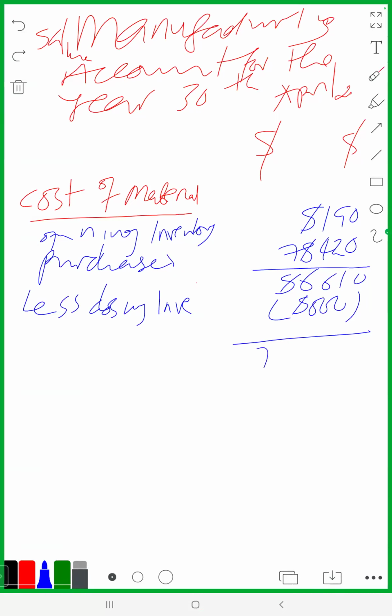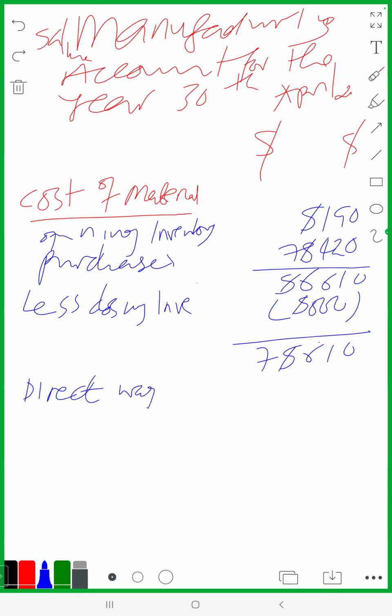And you should remain with 78,610, right? So all this is going in the last column. This is now the cost of raw materials. And to the cost of raw material, we can add now direct wages and direct expenses.